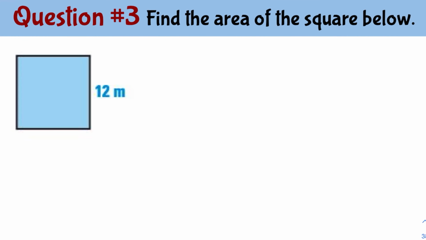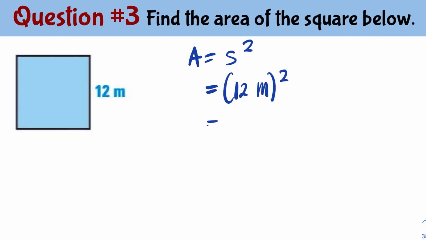Question number 3. Find the area of the square below. Since area is equal to side squared, to calculate the area of the square, we will have 12 meters to the second power. And 12 squared means 12 times 12, which is 144, and the units are meters squared.